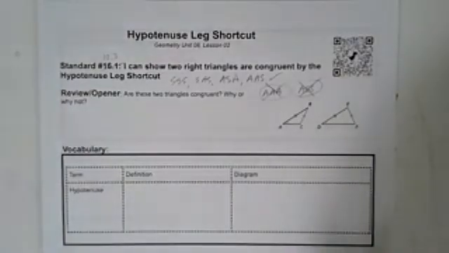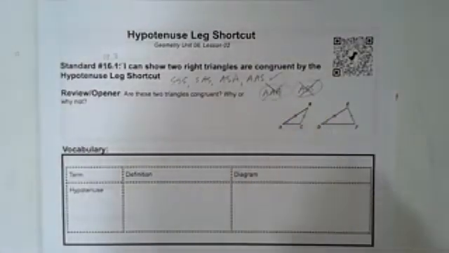Are these two triangles congruent? Why or why not? Take a minute, please. Look at them and explain why or why not you think that they're congruent.